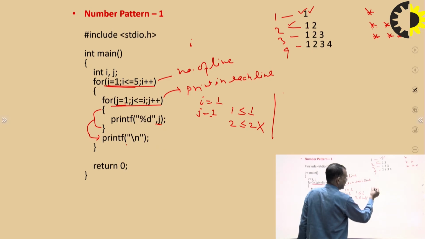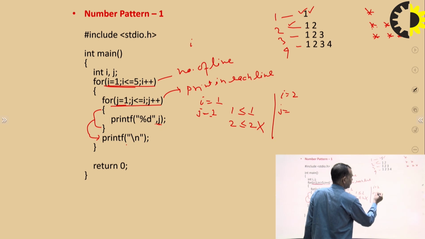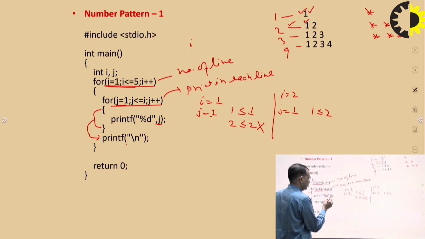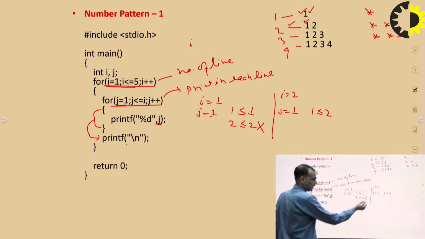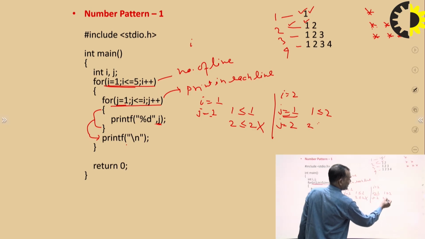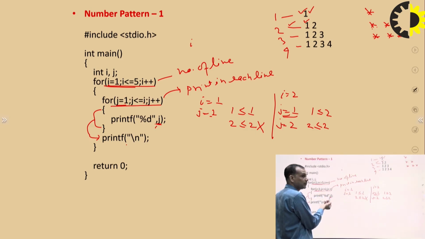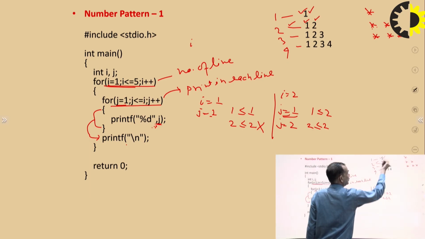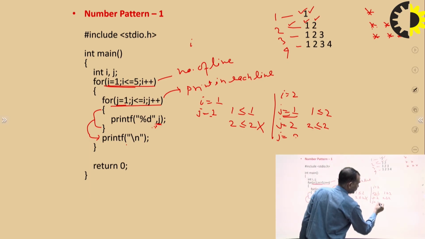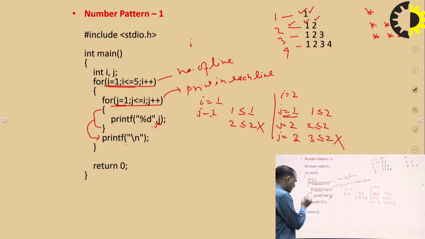Now, next line, i equal to 2. Now j equal to 1. 1 is less than or equal to 2, condition true, it will print the value of j, 1. Now it will increase the value, j equal to 2. 2 is less than, no, equal to 2, yes, condition true. So again it will go inside this block and print the value of j, and the value is 2. Now j equal to 3. 3 is less than or equal to 2, condition false, so it will not print anything, and it will come outside this block and go to the next line.